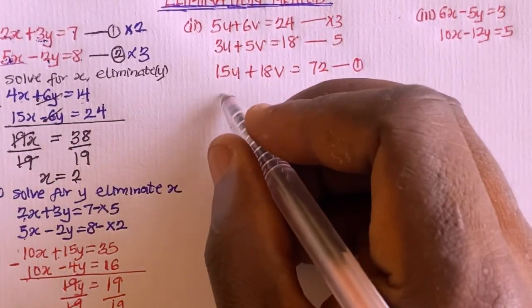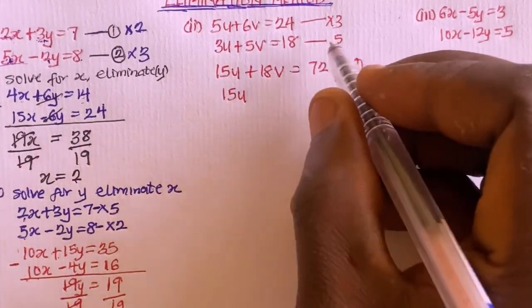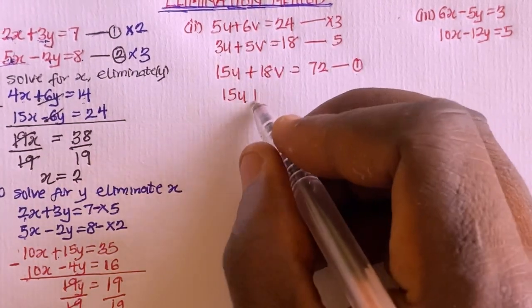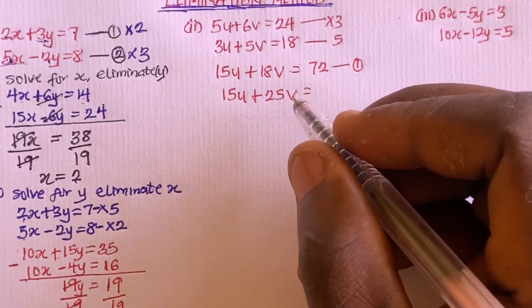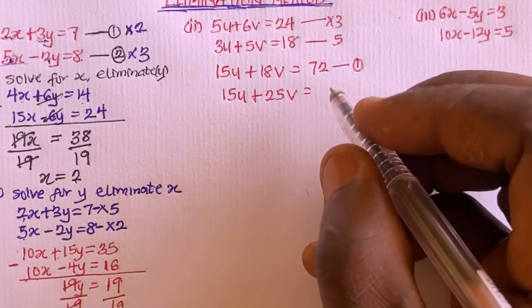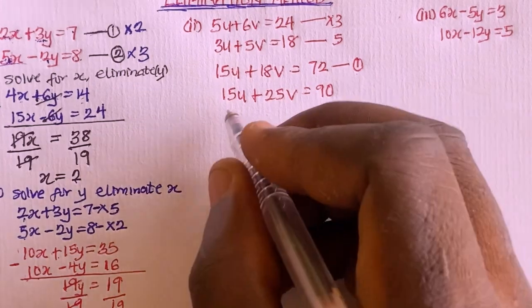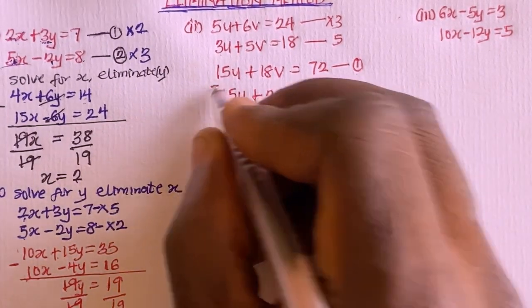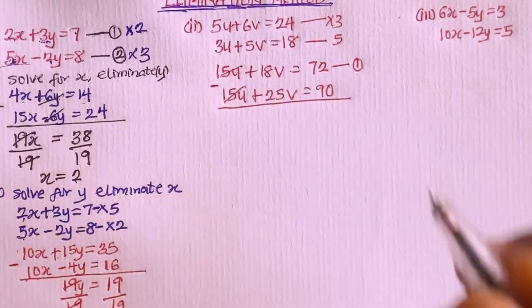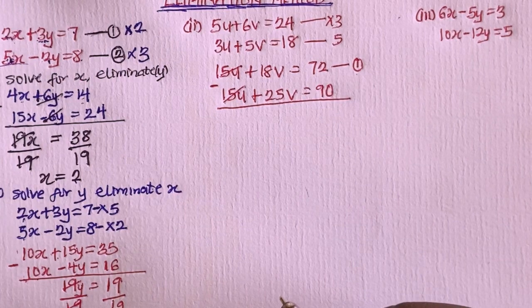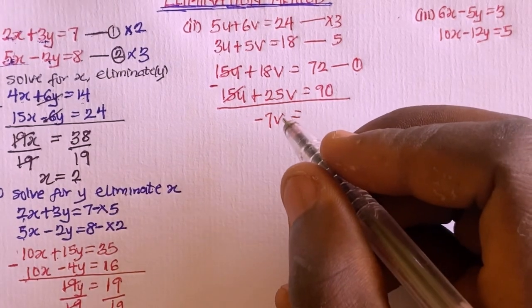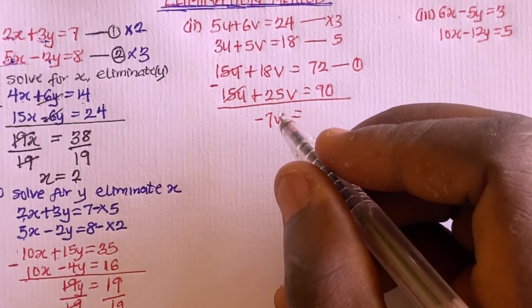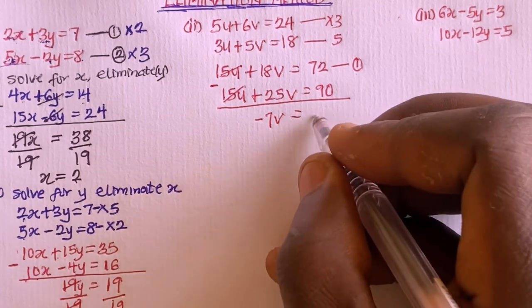The next one, that's 15u. You multiply 5 by 3, that's 15u, plus again 25v equals 18 multiplied by 5, that's actually 90, exactly. So now in this case, we are going to subtract. Subtracting them, this and this cancel out. Then we have 18 minus 25, that's minus 7v equals, similarly, 72 minus 90. 72 minus 90 is actually minus 18.